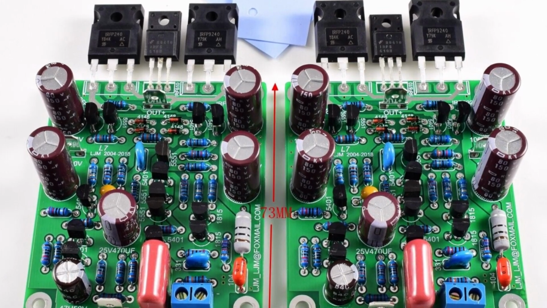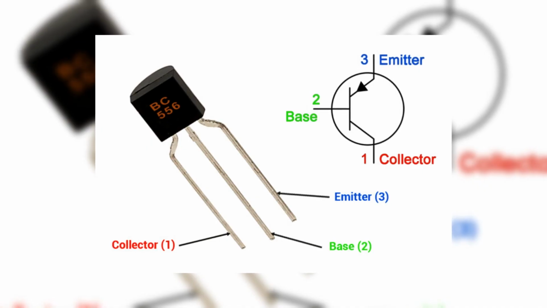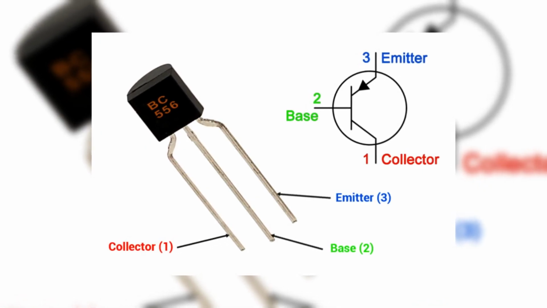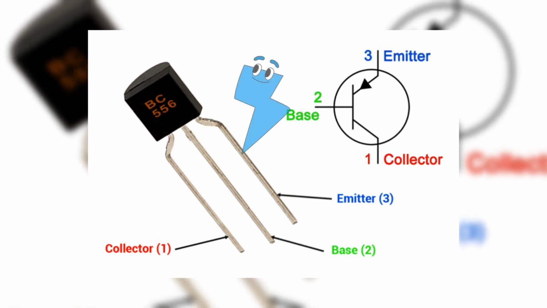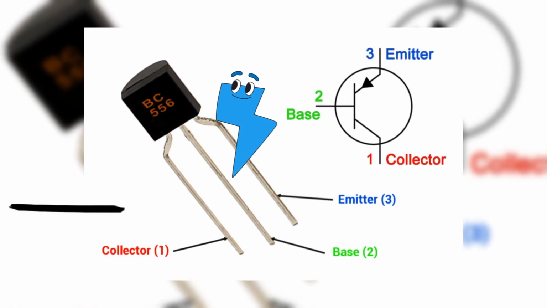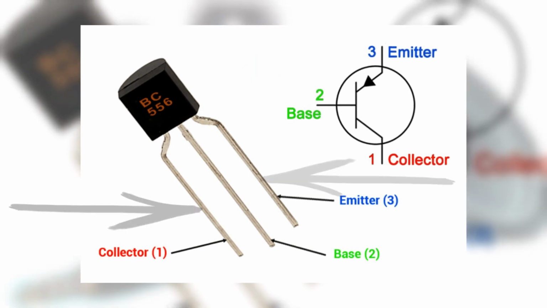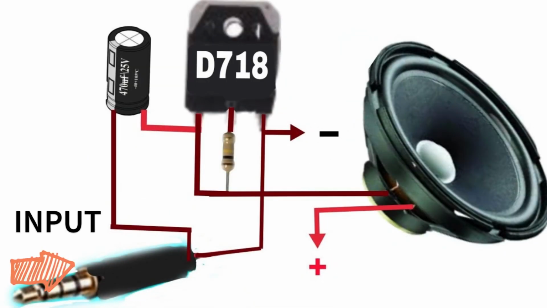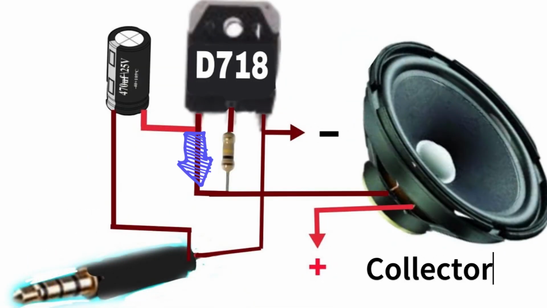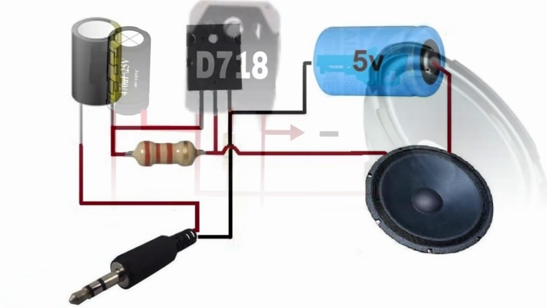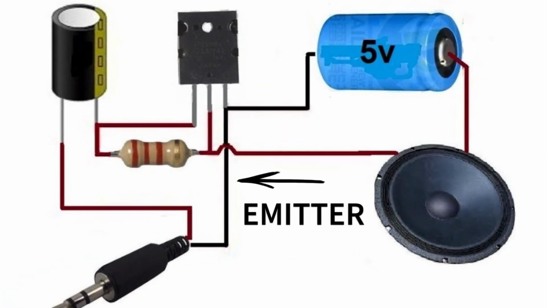A transistor has three terminals: the base, the collector, and the emitter. By applying a small voltage to the base, we can control the current flow between the collector and the emitter. The input signal is connected to the base and the output signal is taken from the collector. The emitter is usually connected to the ground or to a negative voltage source.